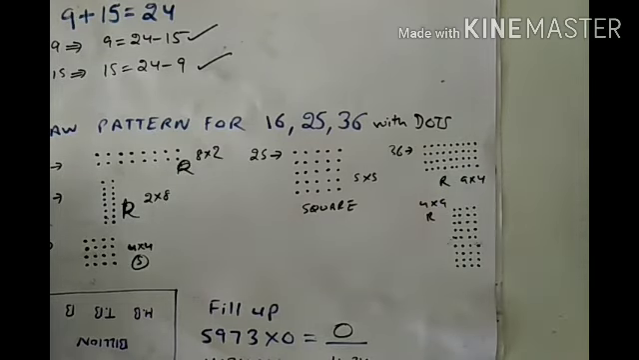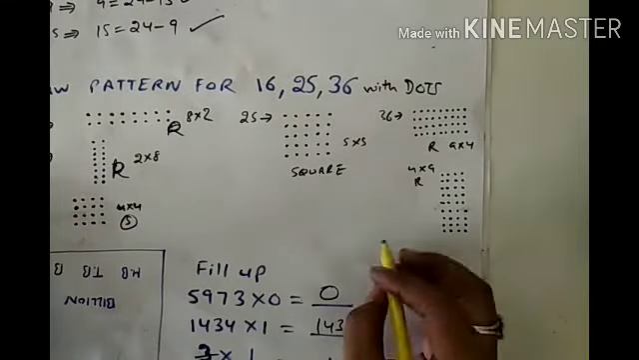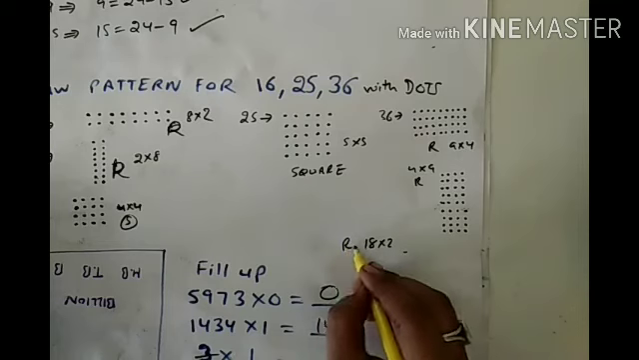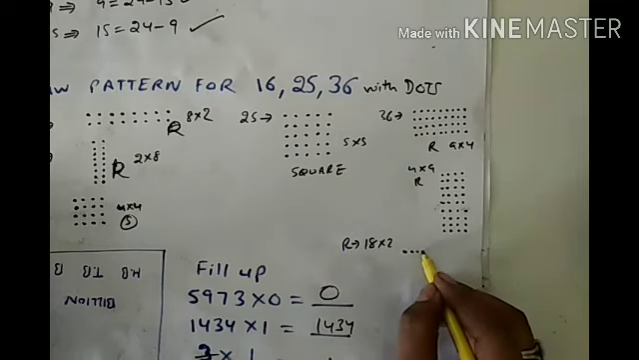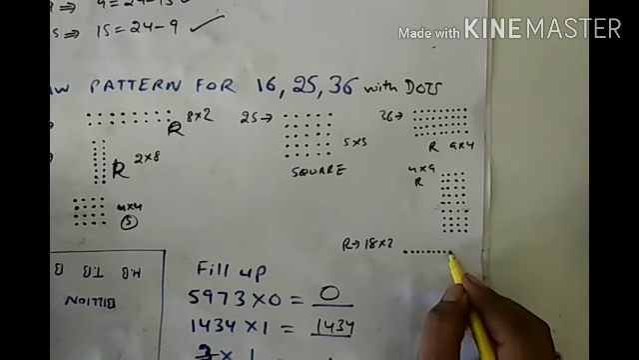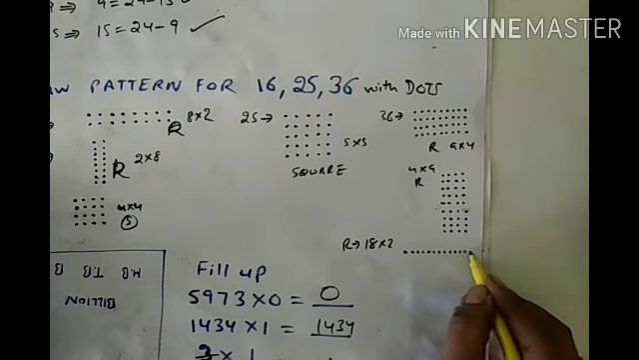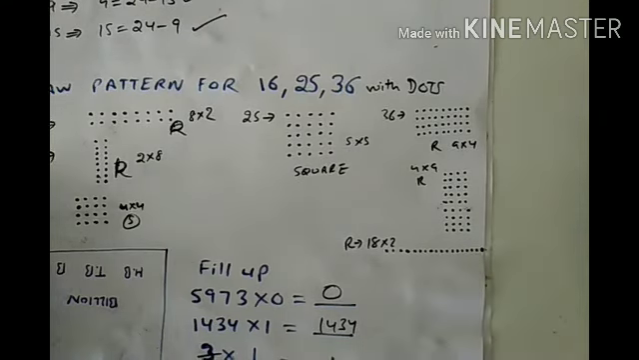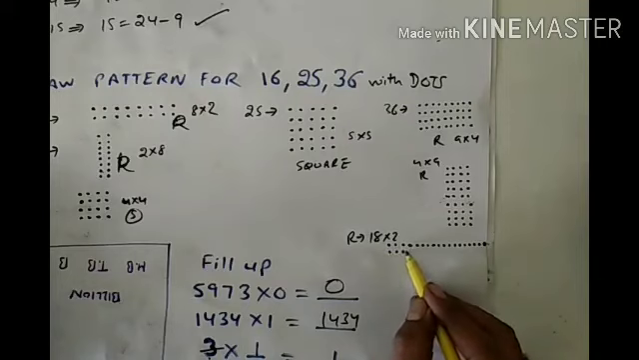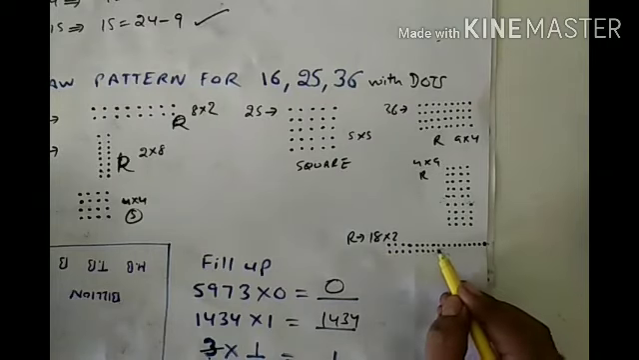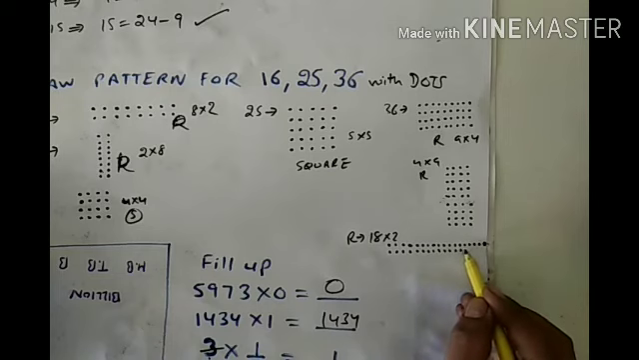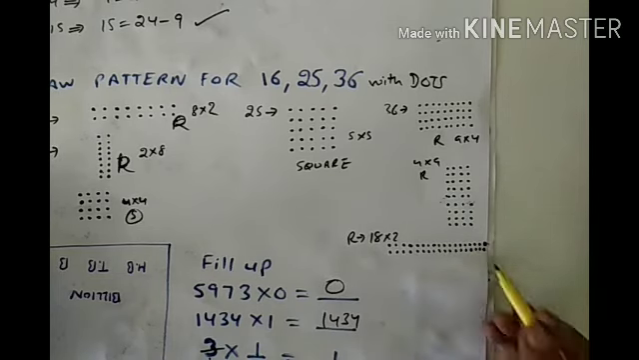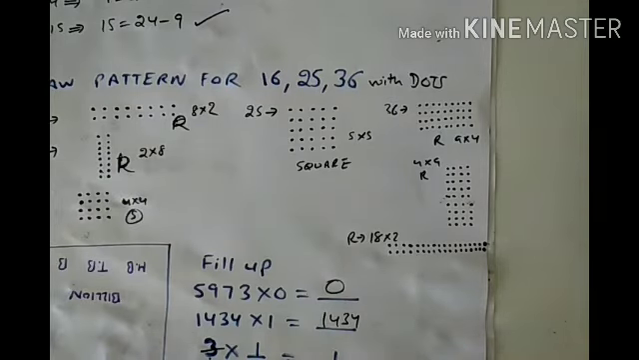Another rectangular pattern you can draw is 2 by 18 and 18 by 2. So 18 by 2: 1, 2, 3, up to 18. So these are the 18 dots, and again 1 to 18. Therefore, 18 multiply 2. This is the pattern.